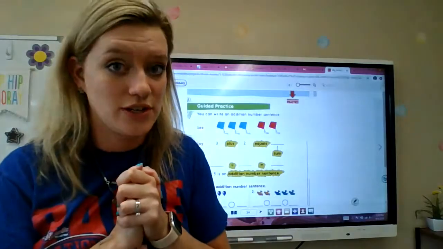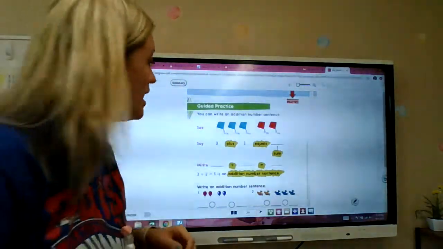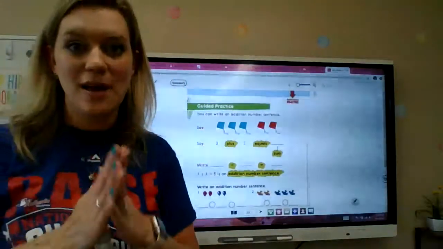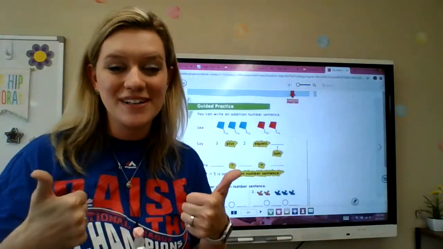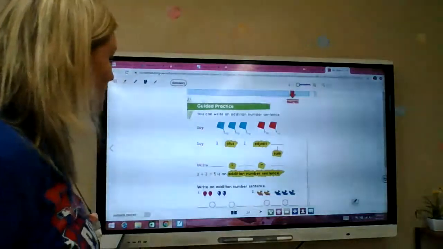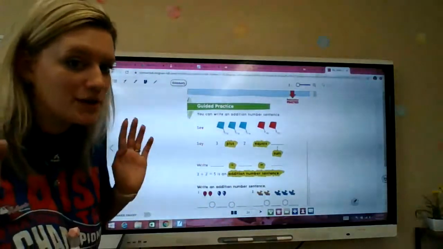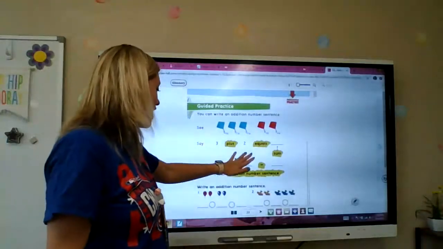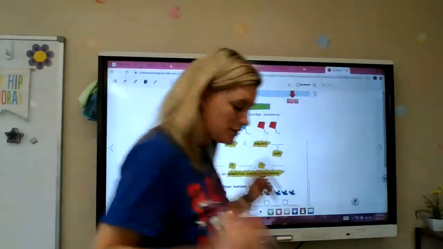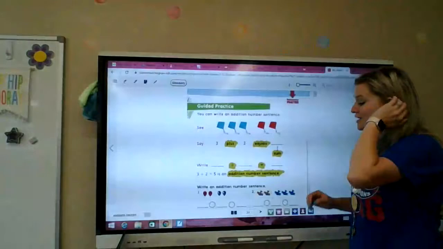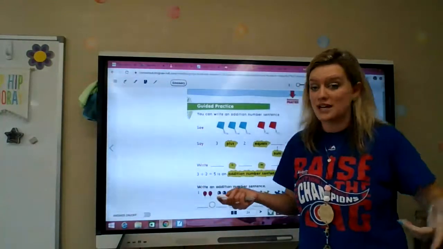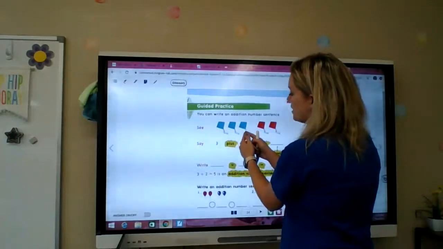Hopefully you might have had a chance to already start looking at the problems. So the first question says, you can write an addition number sentence. We can. We know exactly how to make one now. So we're going to look at it first and we're going to see it. Then we're going to say how many we saw and then we'll write it, okay? So we're going to do it step by step. So the first one is we see what addition sentence we're going to make.